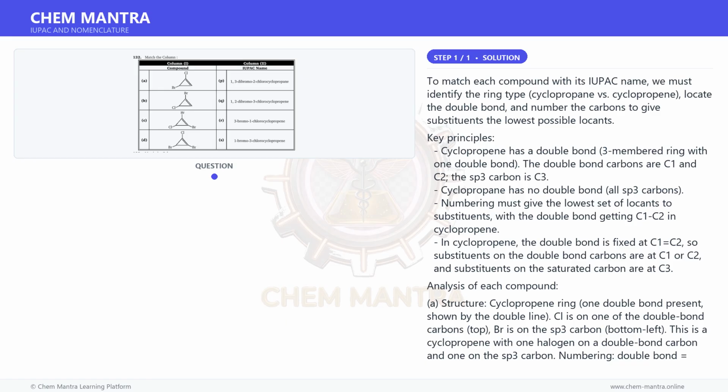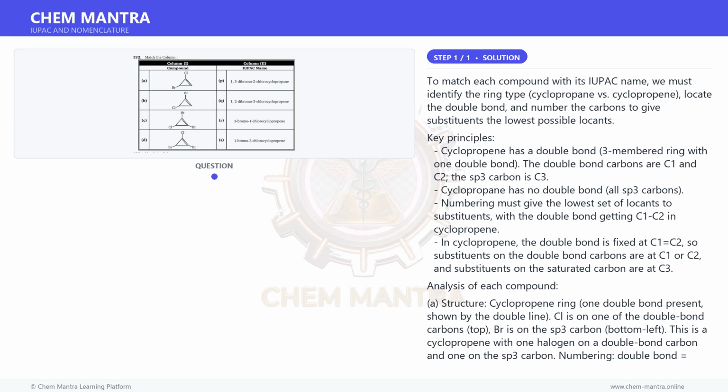D. Structure, cyclopropane ring, no double bond shown, the lines indicate a cyclopropane. Cl at top carbon, Br at bottom left carbon, Br at bottom right carbon. This is a cyclopropane, saturated, with Cl at one carbon and Br at 2 other carbons. Numbering to give lowest locants, Cl at C2, Br at C1 and C3. Name: 1,3-dibromo-2-chlorocyclopropane matches P.